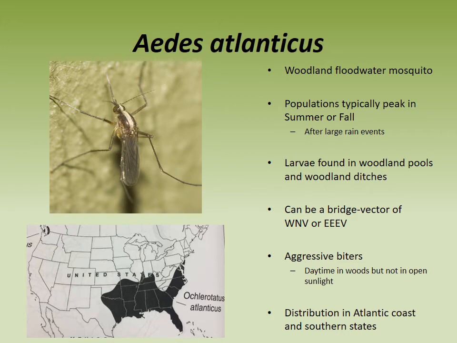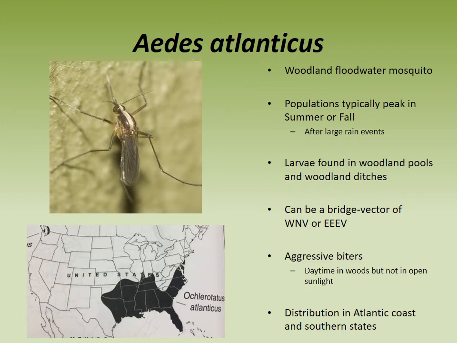Aedes atlanticus. This is a woodland floodwater mosquito. Populations typically peak in summer and fall, and when they come out, sometimes they come out in large numbers. So after a large rain event, you can get, 7 days or so after, large populations of these. Larvae are found in woodland pools, woodland ditches. They can be bridge vectors. They are bridge vectors for West Nile virus and Triple E.